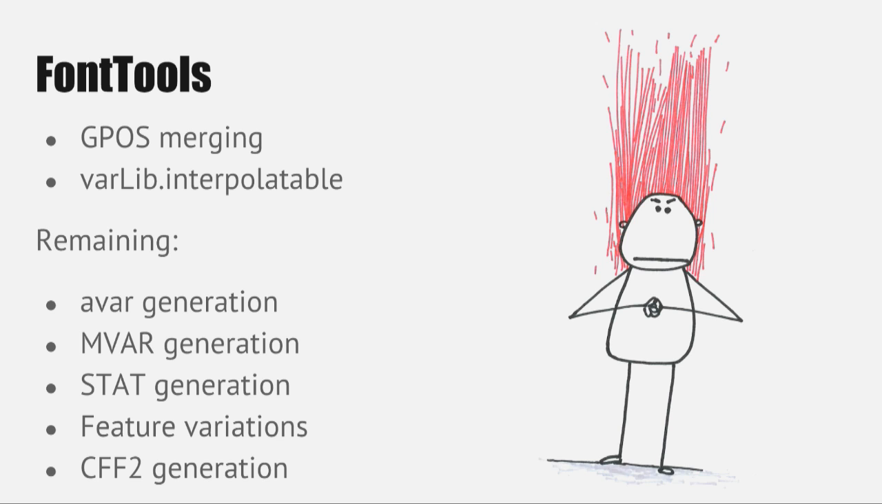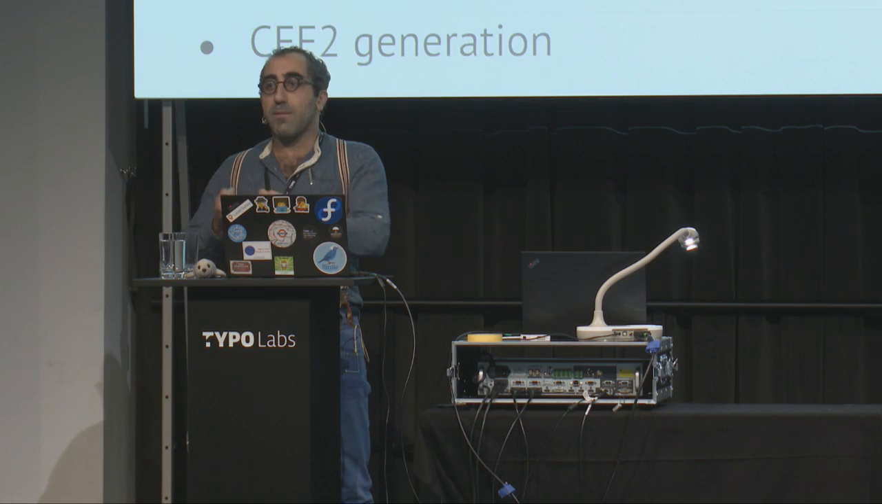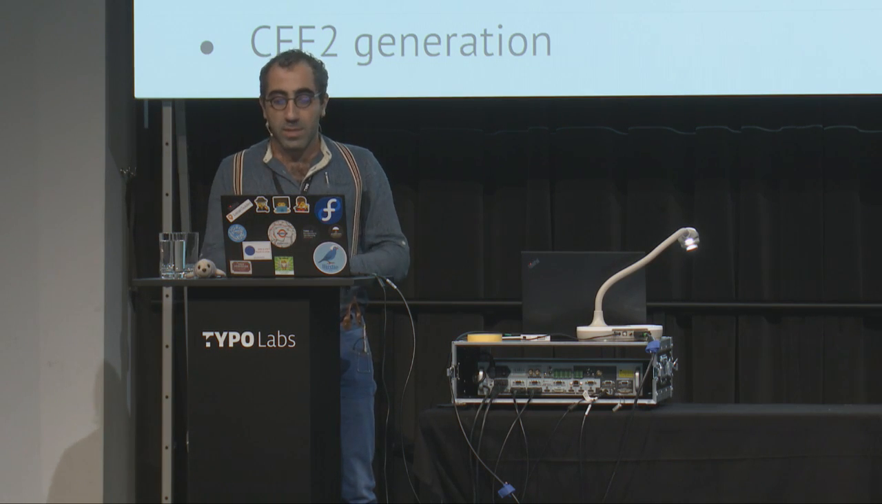So what I did get done since TYPO is GPOS merging, and my tiny toy tool called varLib.interpolatable. What's remaining to be done is avar generation, MVAR, STAT, feature generation, CFF2 generation. Now I say generation, because all of those tables are supported, implemented in FontTools. It's just that the varLib workflow of building variation fonts still doesn't generate them.